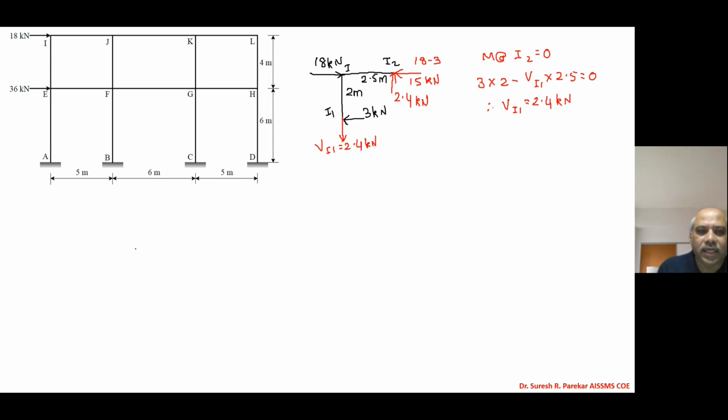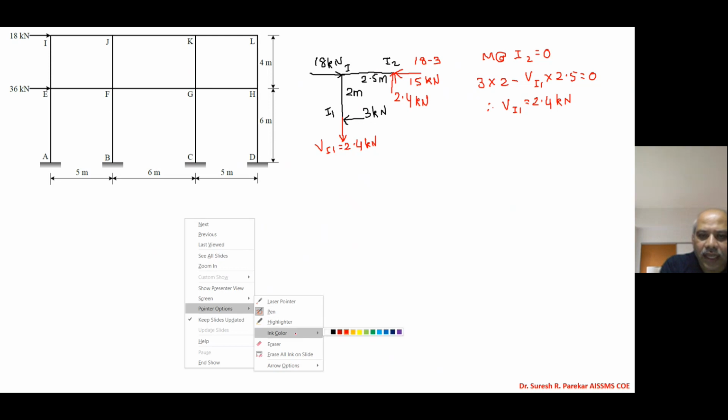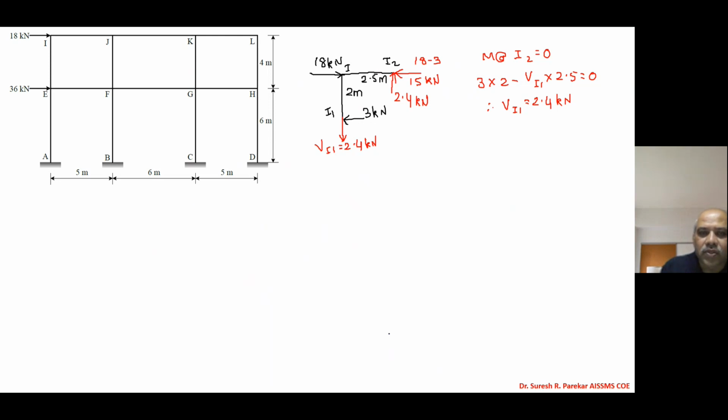Now I will consider joint J, and when we consider joint J, we will get whatever forces we require. So we have this joint J. While considering joint J, we have I2, and we have equal and opposite forces. At I2 we have 15 kilonewtons towards the left, so here I will get 15 towards right. And then we have 2.4 upward, so here I will get 2.4 kilonewtons downward.